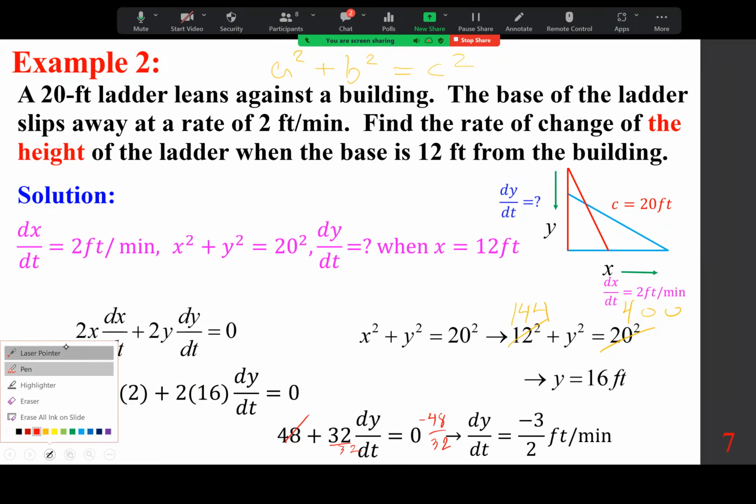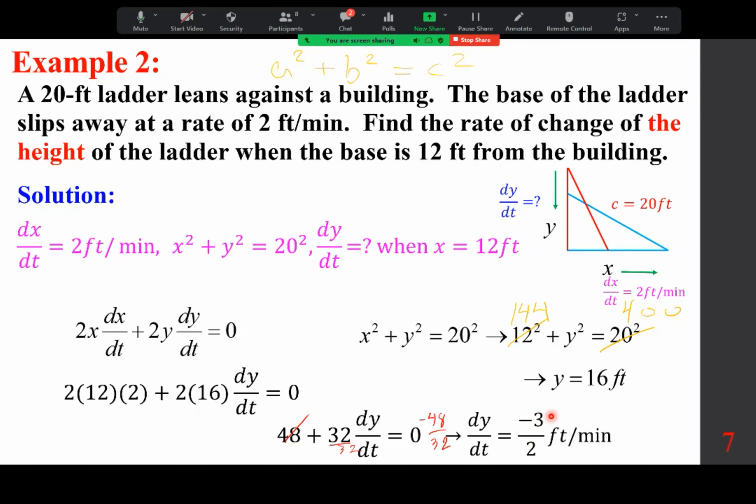The units will always work, and you must answer every word problem with the proper units if units are given. Notice, x is increasing, dx/dt is positive. y is decreasing, dy/dt is negative.